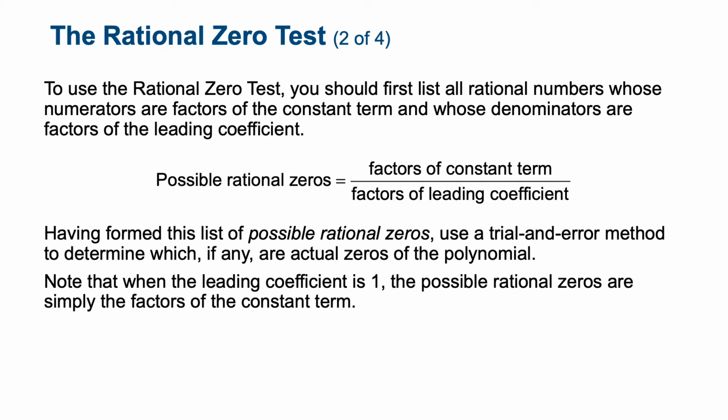Once you have this list, you can use trial and error to determine if any are actually zeros. This makes sense. When the leading coefficient is 1, so when you have just x cubed or x to the 5th or whatever, the rational zeros are just factors of the constant term, because they're going to be over 1.